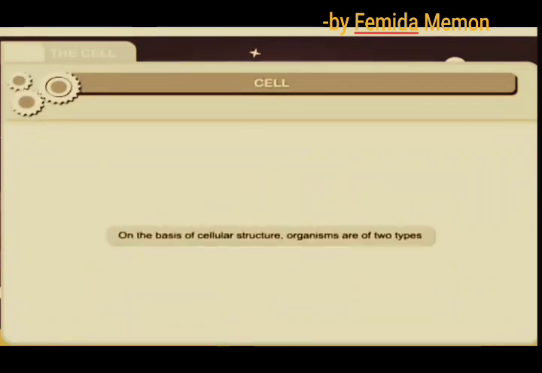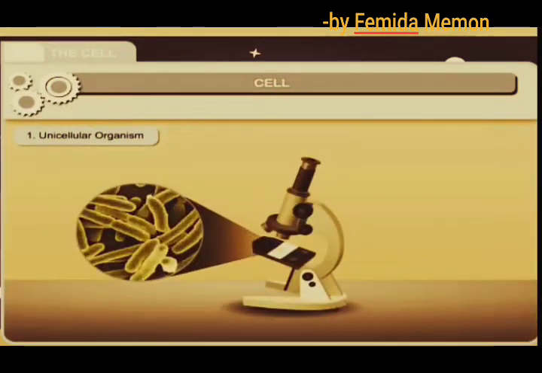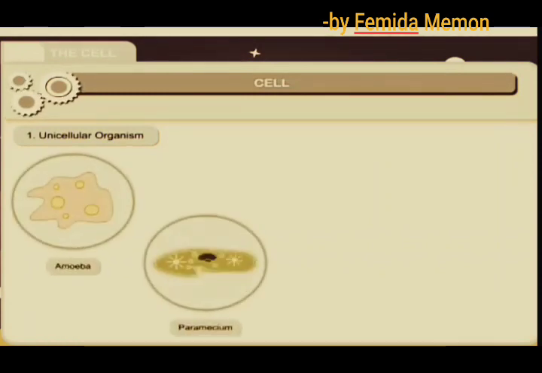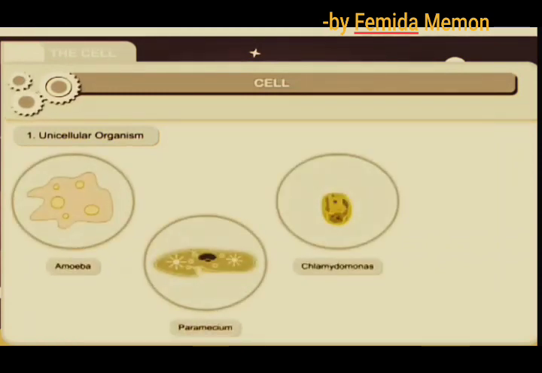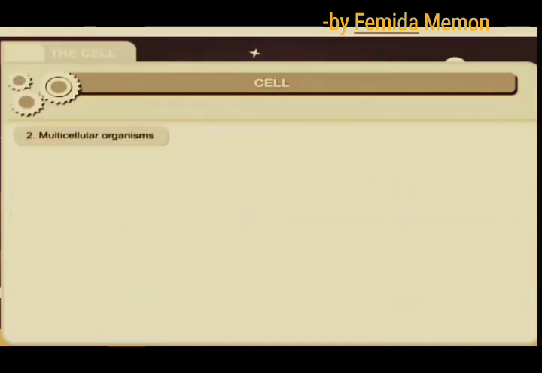On the basis of cellular structure, organisms are of two types. 1. Unicellular organisms. Some organisms are made up of a single cell. They can be observed only with the help of a microscope. Therefore, they are called microscopic organisms. Example: amoeba, paramecium, chlamydomonas, bacteria, etc.